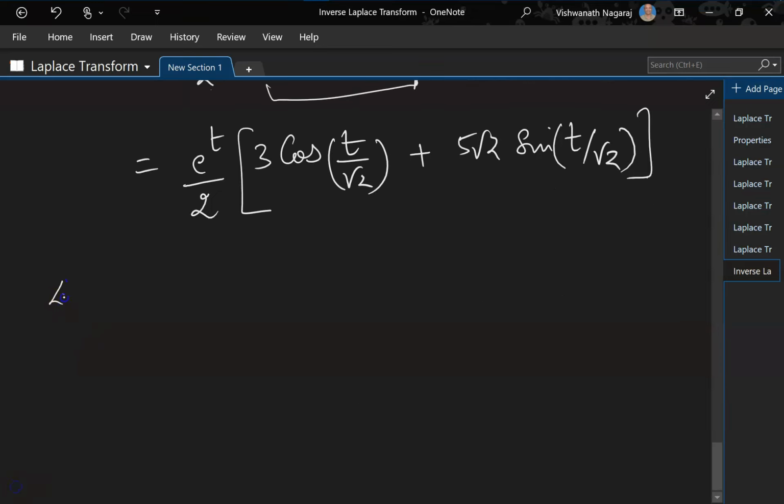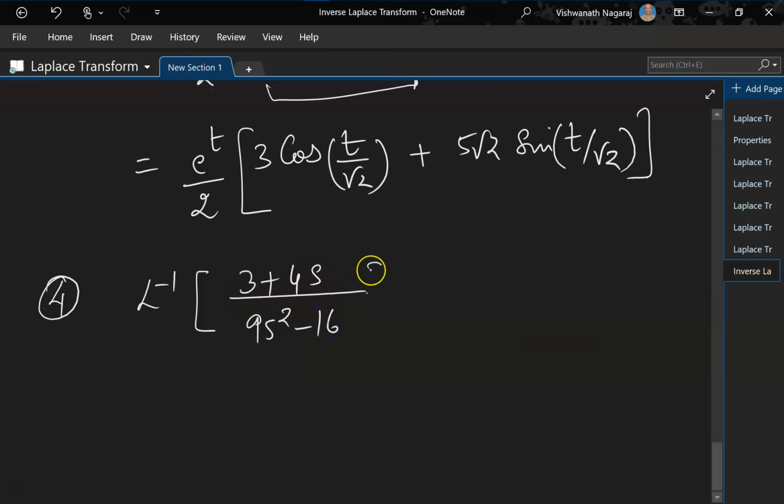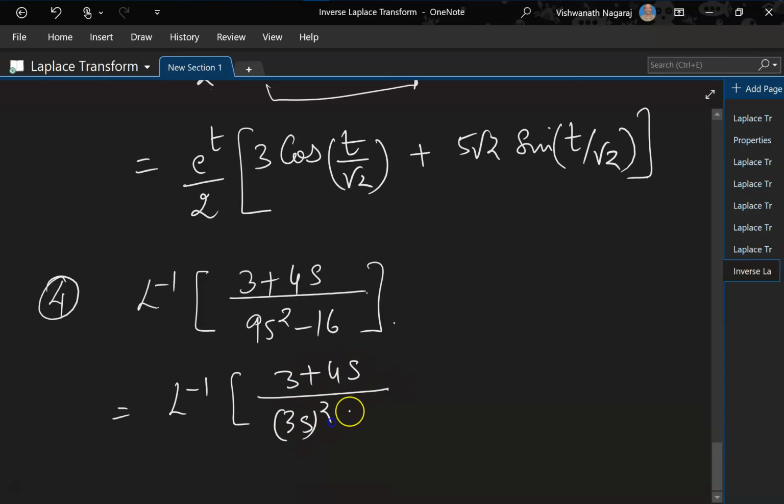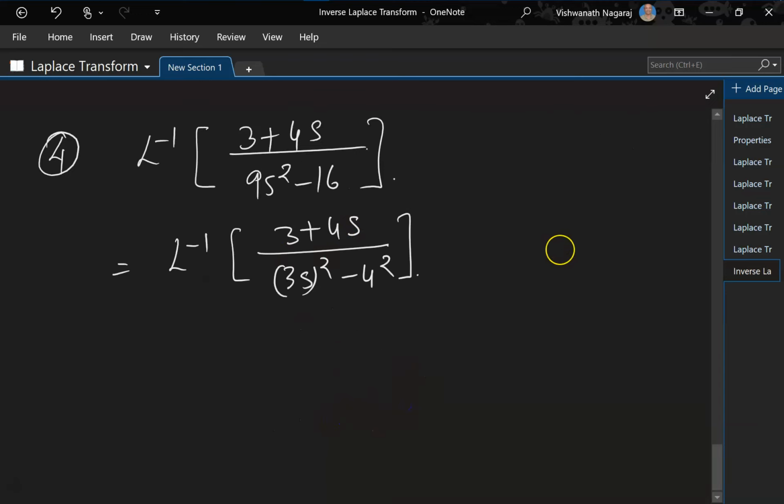Okay, now let's look at the next one. Find the Laplace inverse of 3 plus 4s by 9s square minus 16. Now, if you notice, this looks like a perfect square, right? Not perfect square. Each term is a perfect square. So let's write it in terms of perfect squares. So 3 plus 4s by 3s square minus 4 square. Okay. But we want this s square to be on its own, right?